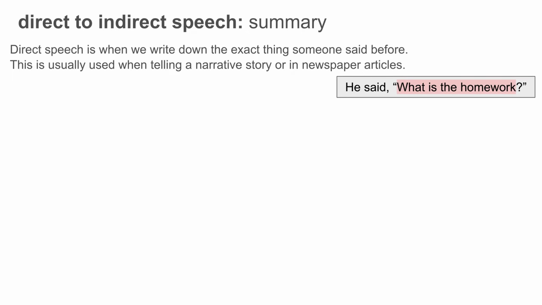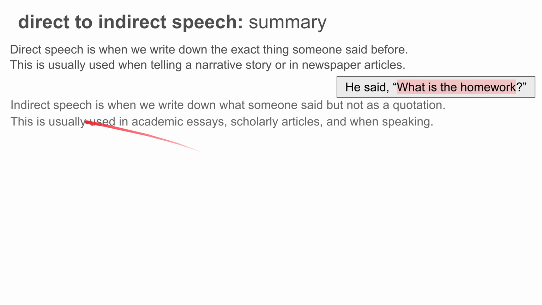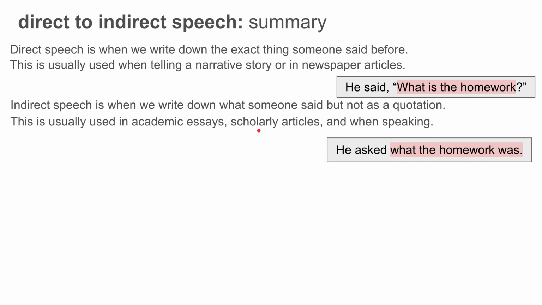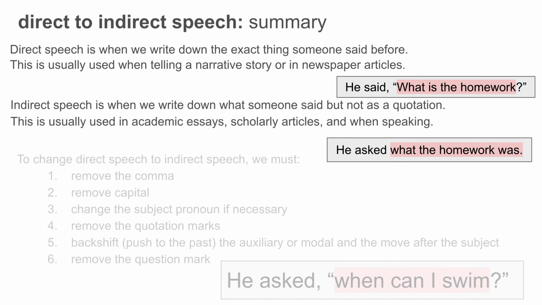So a quick summary. Remember that direct speech is when we write down the exact thing someone said before, and this is usually used when telling a narrative or in newspaper articles. So he asked, what is the homework? Indirect speech is when we write down what someone said or asked, but not as a direct, word-for-word quote. This is usually used in academic essays, scholarly articles, and when speaking, especially when speaking. He asked what the homework was.